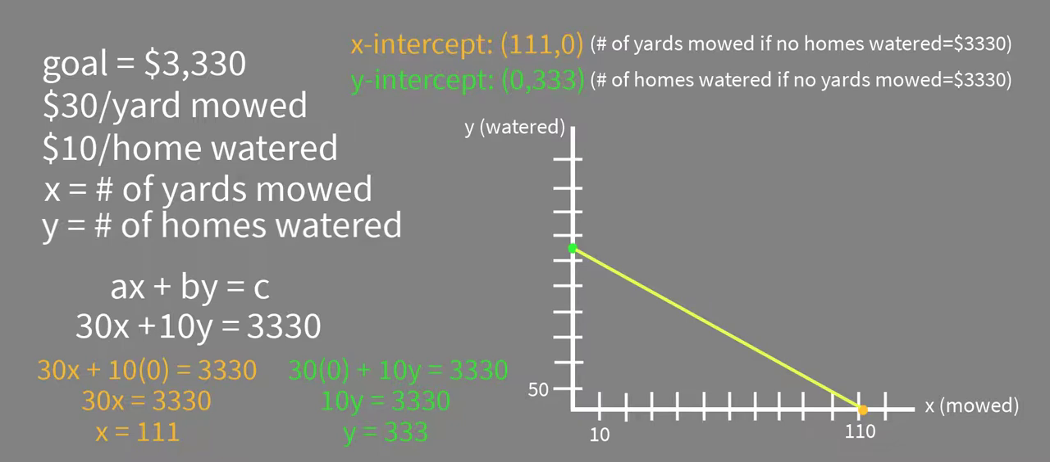So again, interpreting those X and Y intercepts, we have the 0, 333. So if she mows no yards, she'll have to water plants at 333 houses. And if we look at the 111, 0, that means if she waters no plants at any houses, she'll have to mow 111 yards. So it looks like Lena is going to have a very busy summer.